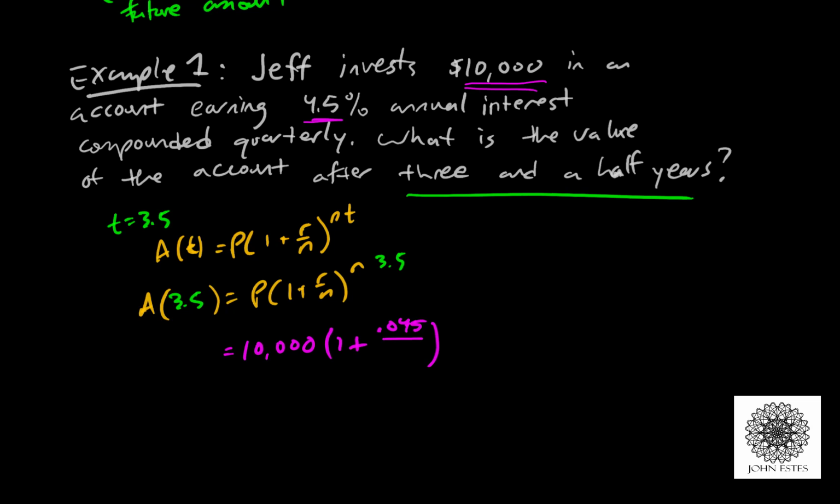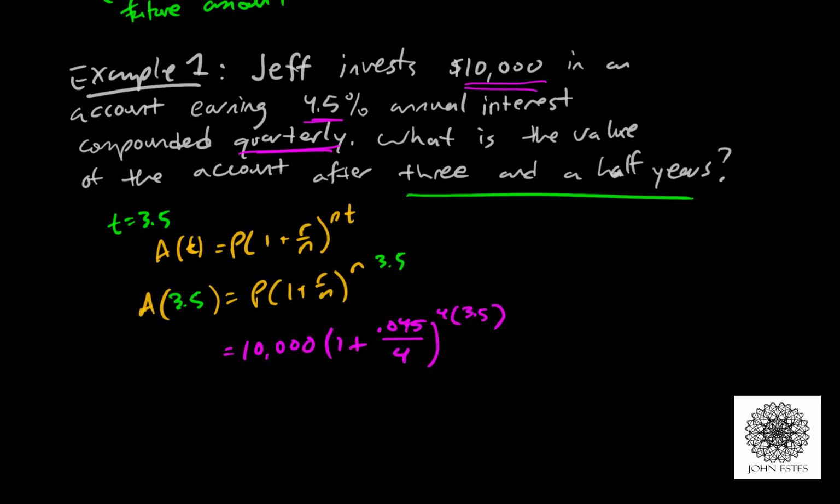Now, what about N? N is the number of compounds. And notice we said here we're compounding quarterly. N is the number of compounds per year. So quarterly, that means you have 4 compounds per year. So N is 4. And so here in my exponent, I have 4 times 3.5. And that's my future value after 3.5 years.